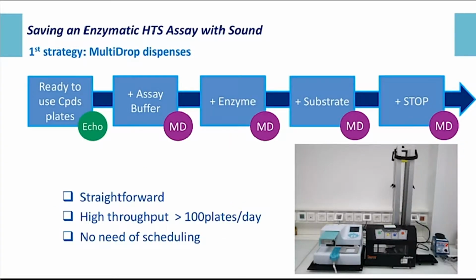After we set up the assay conditions, we went for the automation phase, and in first intention, we decided to go for multi-drops and rapid stack for all dispense steps. This process was quite easy to implement. High throughput, we could easily screen more than 100 plates a day, and it didn't really need precise scheduling, as all dispenses were made with the same robotic system.